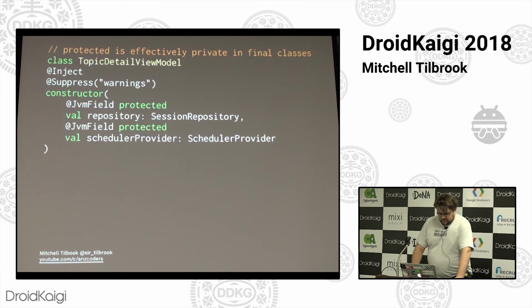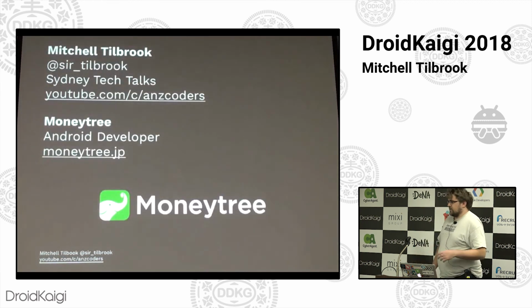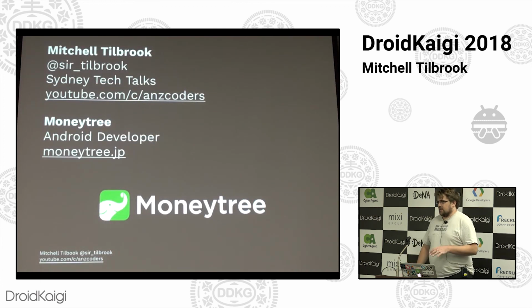And that's about it for me. So this only really scratches the surface. There's a lot of weird things you can do, and there's a lot of ways in which you can get Kotlin to generate bytecode which is more optimized.